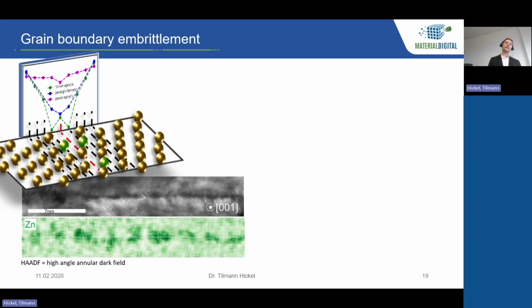I come with another example here from steels. Zinc in steels gives rise to liquid metal embrittlement, and this happens at grain boundaries. So there's an enrichment of zinc at grain boundaries. You would like to investigate this also theoretically. You would like to know how easily a zinc atom can segregate to a grain boundary. You can do this for different magnetic configurations.